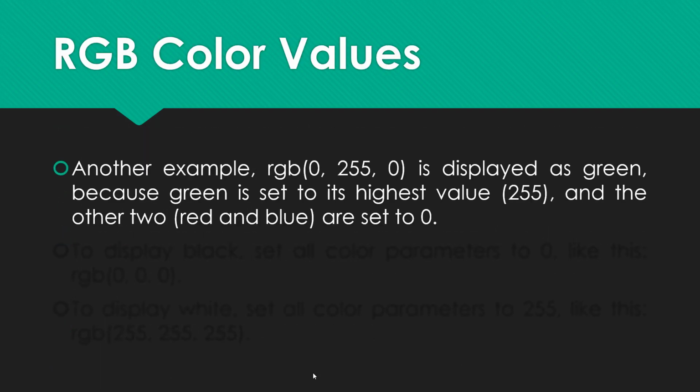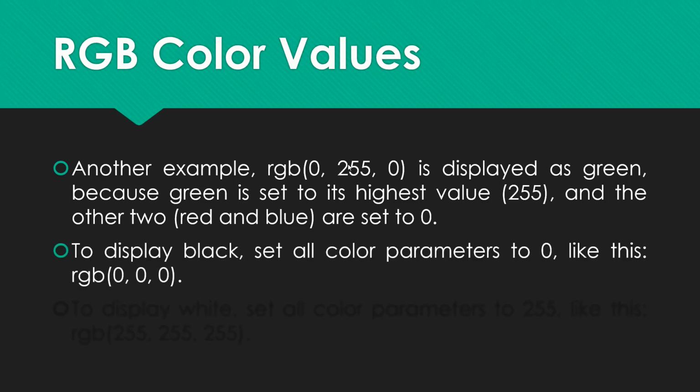Another example of RGB colors: this RGB color is displayed as green because green is set to its highest. You can see here the red is 0, the green is highest, and the blue is 0. So if I make red 0 and blue 0, we'll be able to see the green only.